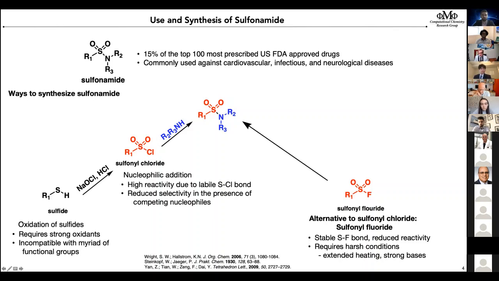Unlike sulfonyl chlorides, it has a very stable sulfur fluorine bond, and this reaction is quite unreactive. So it typically requires performing the reaction under harsh conditions, such as extended heating. Back in the 1930s, it was attempted to produce sulfonamide from sulfonyl fluoride, and it had to be heated up to 240 degrees Celsius, and you can imagine how difficult it is to synthesize that bond to form sulfonamide.